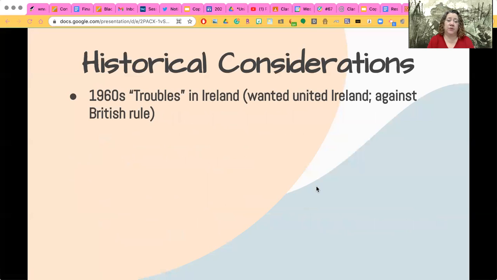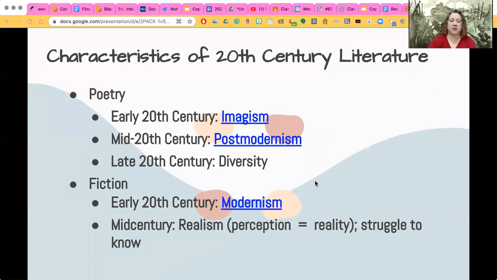In the 1960s, if we move to the middle point of the 20th century, we can note the Troubles in Ireland. So the Troubles is what they call it, but it's really civil war. There's North Ireland and Ireland, and they battle over a united Ireland, but they don't want to be under British rule. And also there are religious differences between the different regions in Ireland. So there are a lot of skirmishes that happen during that Troubles. They don't call it an out and out war, but there's a lot of unrest in Ireland during the 1960s.